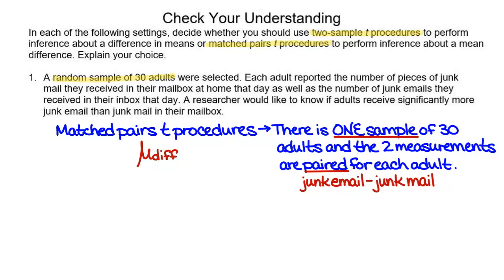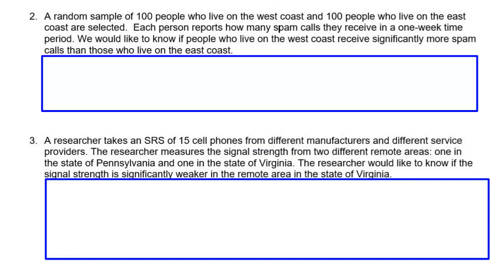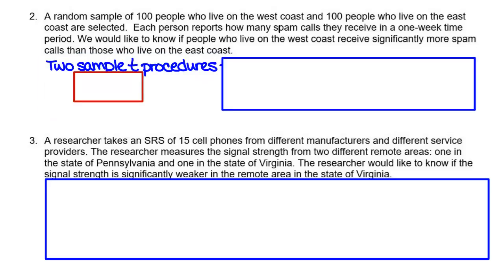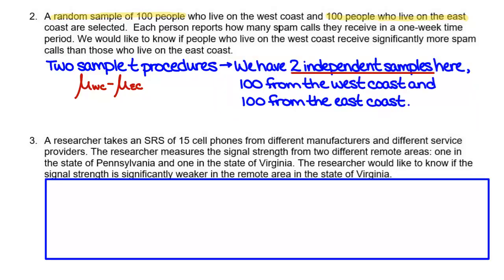All right, let's go look at number 2. Is number 2 a matched pairs T procedure or a 2 sample T procedure? 2 sample T procedures, which would be the same as mu1 minus mu2, or mu west coast minus mu east coast, or mu something minus mu something else. What's our evidence for that? We have a random sample of 100 people that live on the West Coast and then a separate random sample of 100 people that live on the East Coast. So 2 independent samples here.